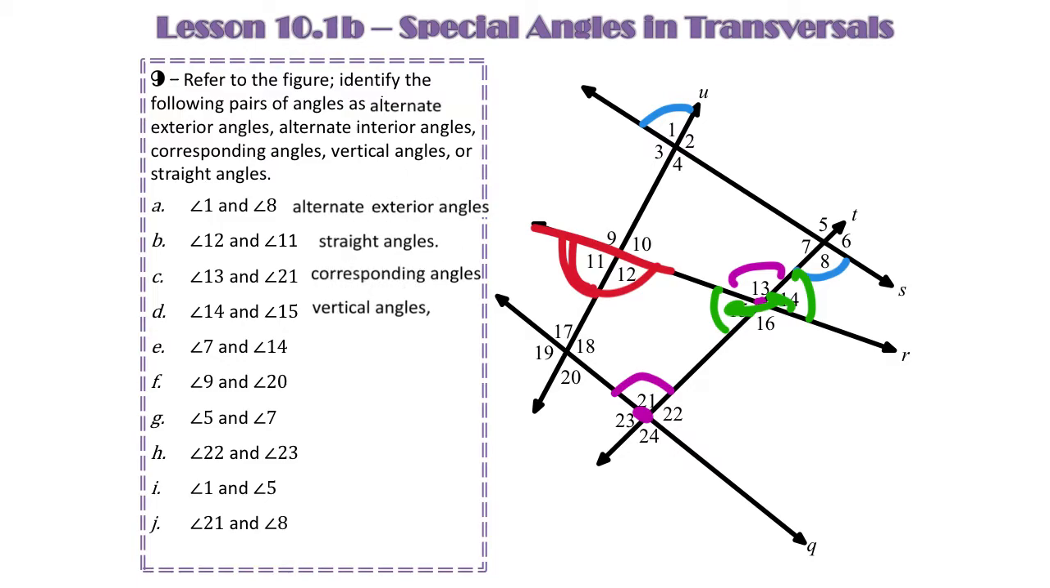And then 7 and 14, 7 in orange there. Where's 14? Right here. Again, I'd just be looking at these two lines with this transversal. Those are on the interior, and they're opposite, so they are alternate interior angles.